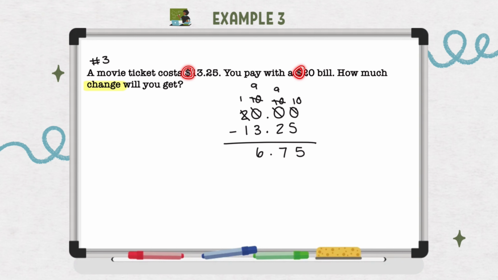We were talking about money, and the question says, how much change will you get? So your final answer is going to be $6.75. Be sure to box in your final answer.